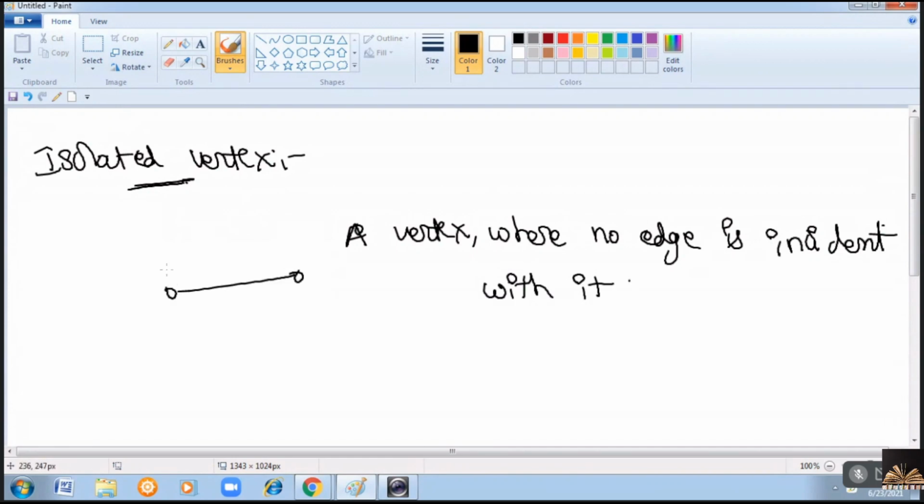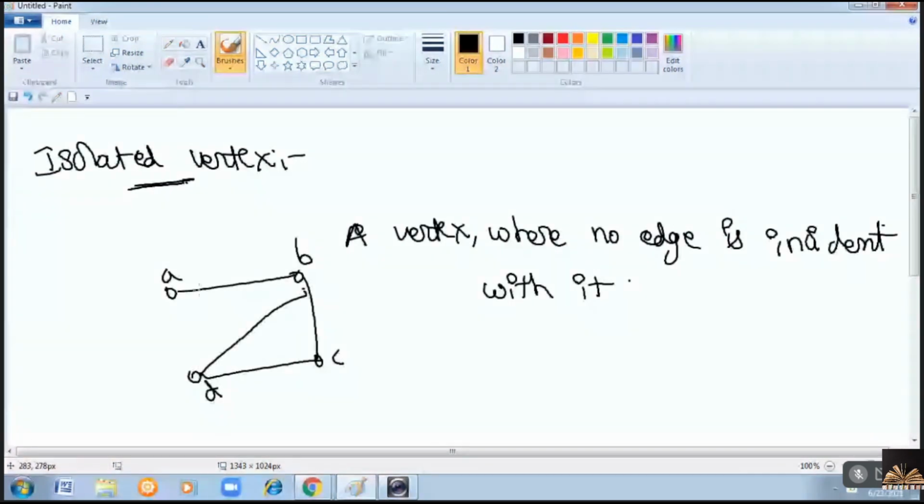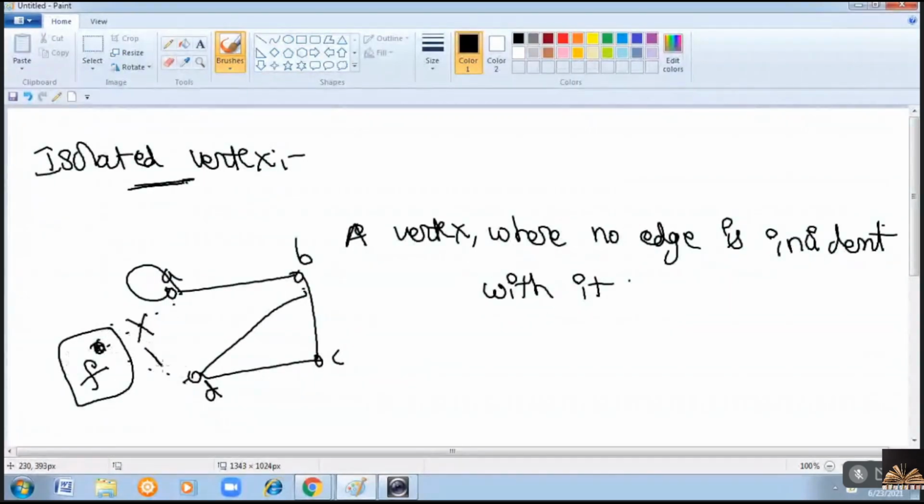Something like this, let us suppose you have a graph like this. In this case, from this vertex F you don't have any edges associated with it. No edge is formed from the vertex. Therefore, we can call this vertex F an isolated vertex.